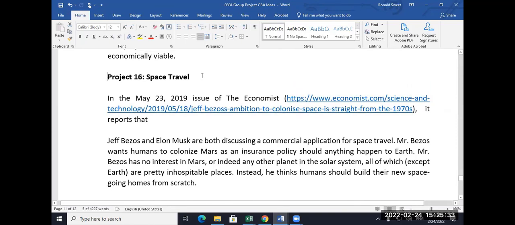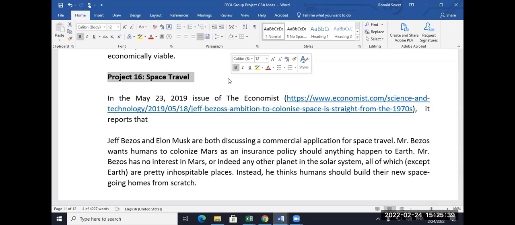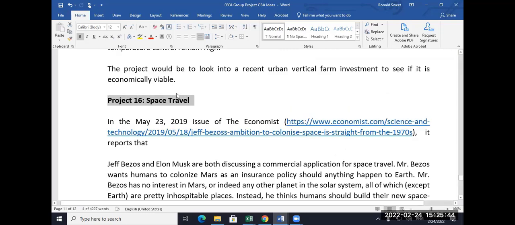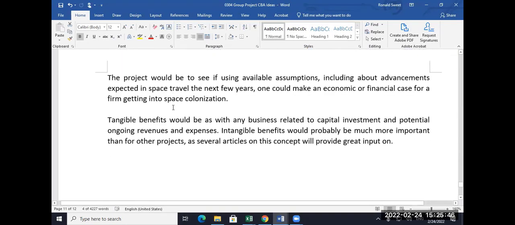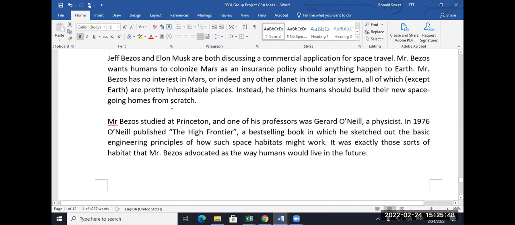Space travel. I had one team last semester, they were going to do space travel, and I said, I don't think you can get the data. And they said, oh, we can. And then 3 weeks later, we're not going to do space travel. So yeah, I kind of thought that it's kind of tough to do. So those are some ideas.